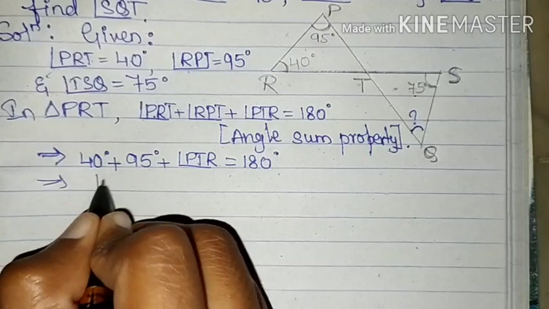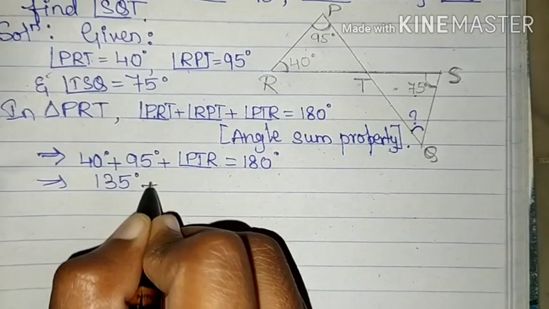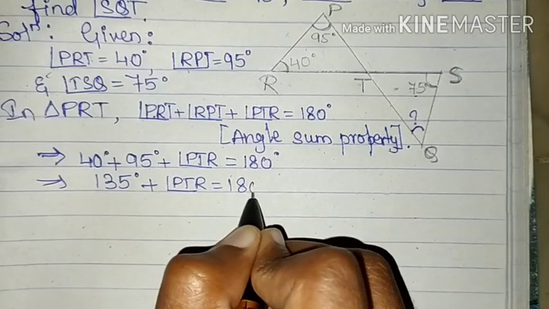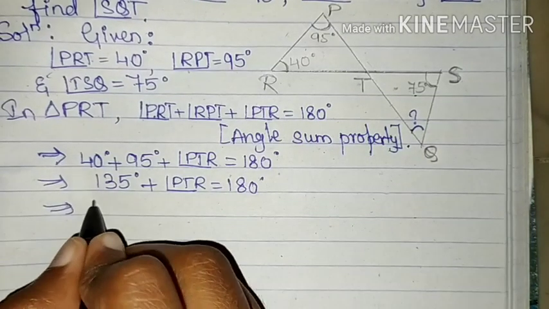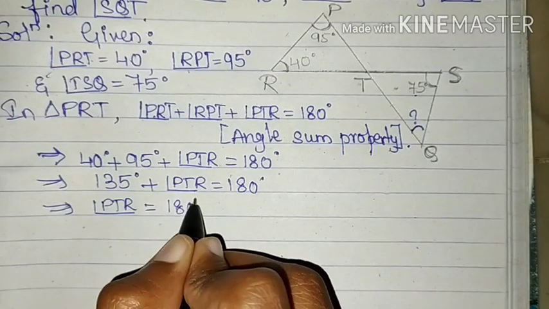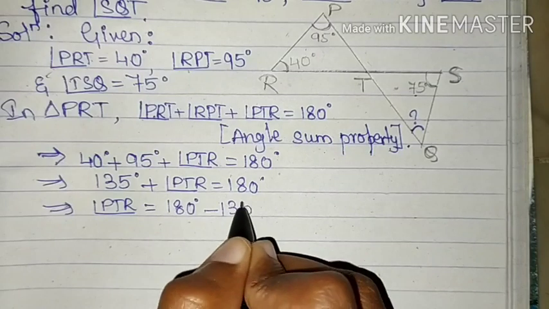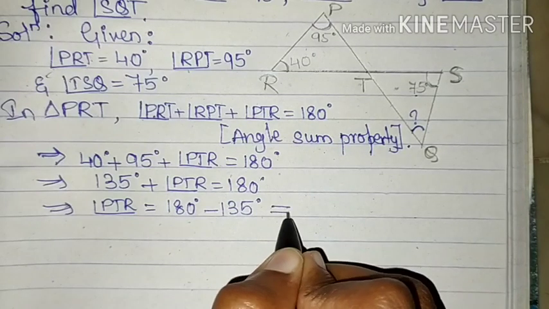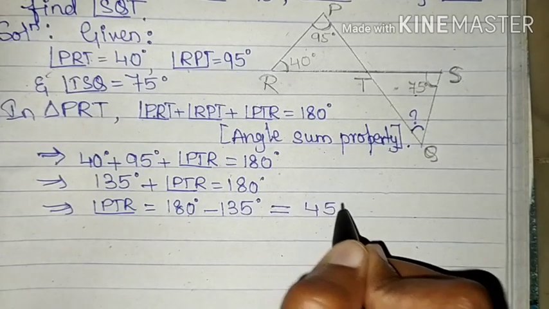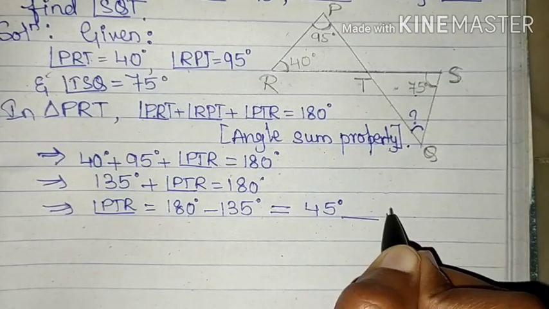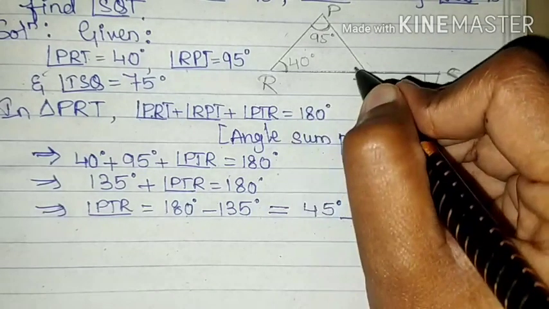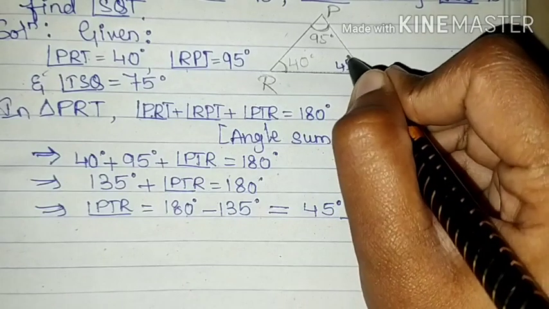So now this implies 135 degrees plus angle PTR is equal to 180 degrees. This implies angle PTR is equal to 180 degrees minus 135 degrees, which is equal to 45 degrees. This is our result 1. So we found out that this angle PTR is equal to 45 degrees.